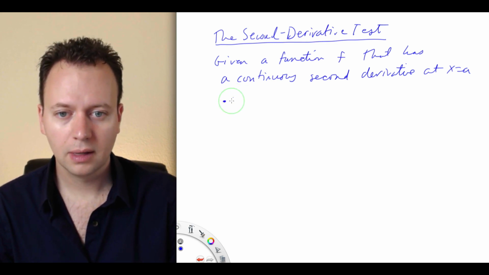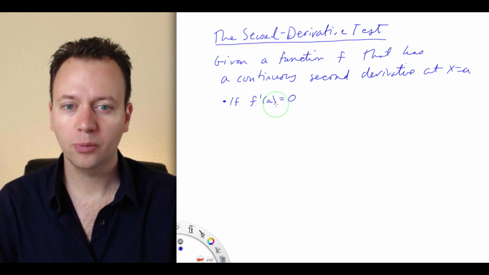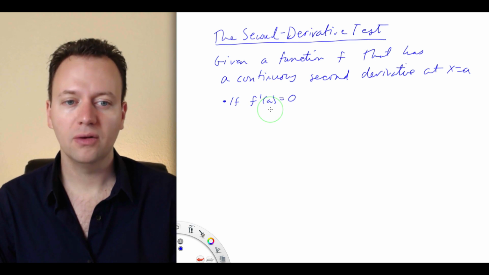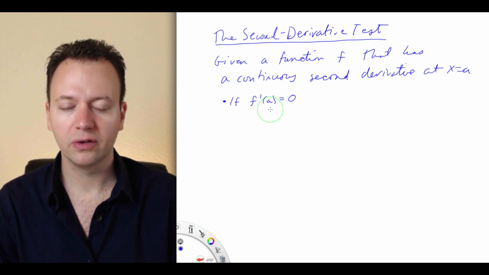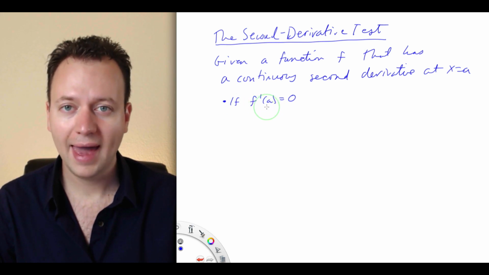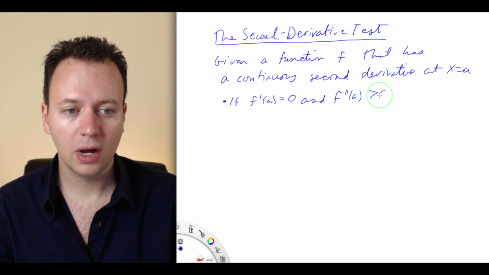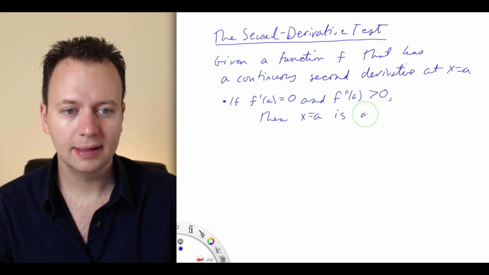If the derivative evaluated at a is equal to 0, this is one of the ways in which there can be a critical point at a. A is also a critical point if the first derivative is undefined, but in order for the second derivative to be continuous, the first derivative has to actually be defined at a. So if the derivative of f at a is equal to 0, and the second derivative of f at a is greater than 0, then the point x equals a is a local minimum.